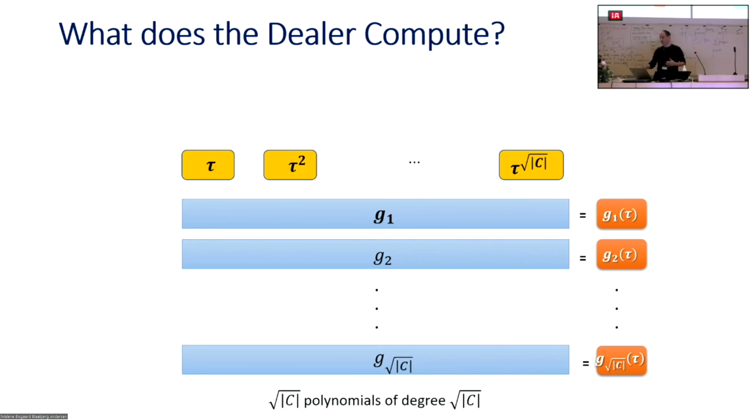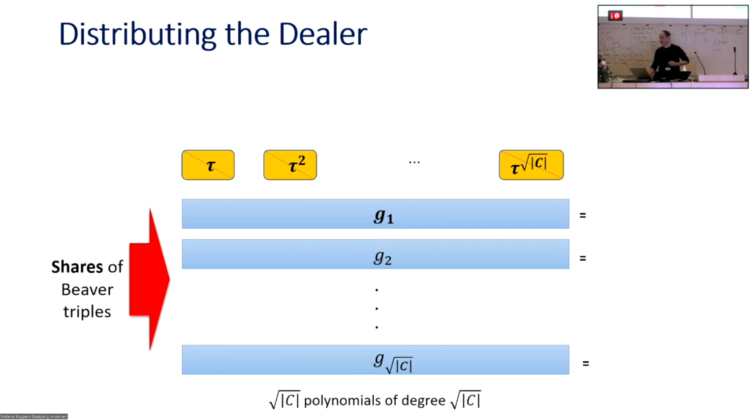And we have square root polynomials, so the amount of correlated randomness is square root. Now, these polynomials, how are they defined? They are defined based on the Beaver triples, which the dealer also needs to give to the parties. So this is what the dealer does. So now, when we want to distribute the dealer's work, what we can do is the following.